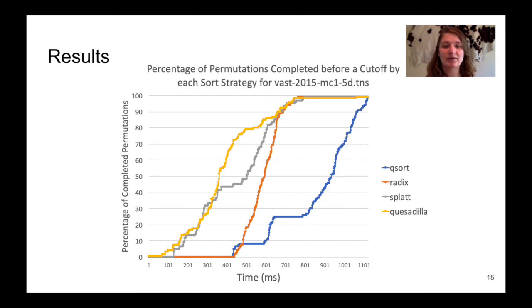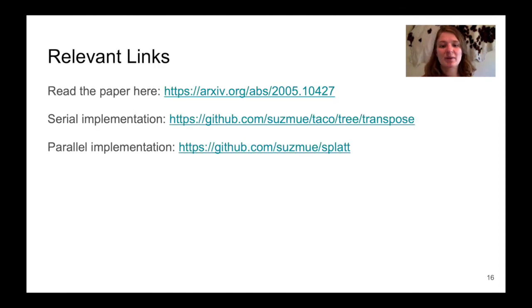The steep line for radix sort shows that all permutations were completed in roughly the same amount of time. Quesadilla, on the other hand, takes advantage of the opportunity to omit passes for certain permutations and is able to complete these permutations faster. If you want to read more about transposing sparse tensors and see proofs and more data from our experiments, they can be found in our full paper at arXiv. The code for both our serial and parallel implementations can also be found on GitHub.